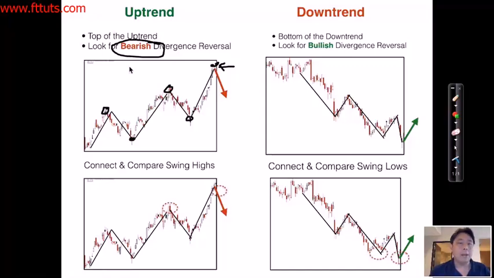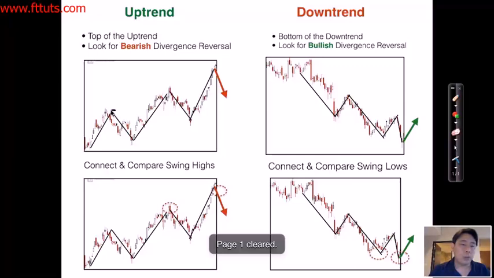All right. Now, for bearish divergence, we always connect and compare swing highs on the price and swing highs on the indicator. So what are swing highs? Well, swing highs are the high points. For example, this is a swing high. All right, let me just clear that and draw it again. This is a swing high. This is a swing high. That's a swing high.